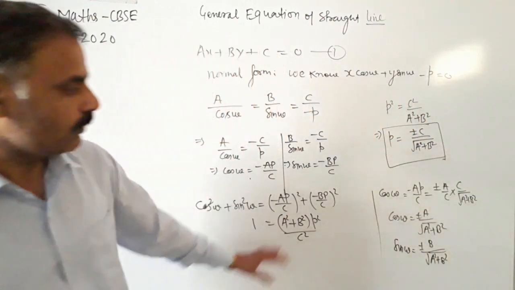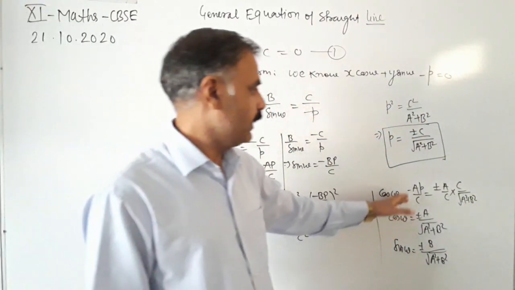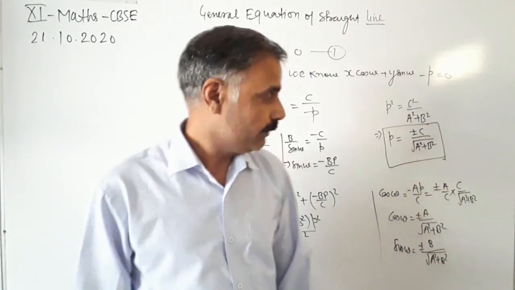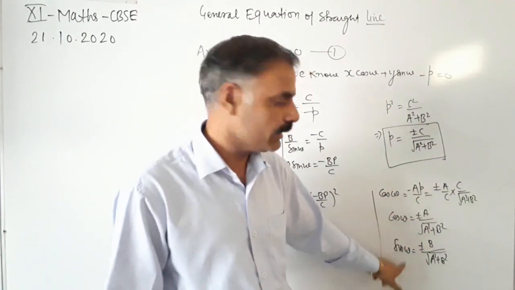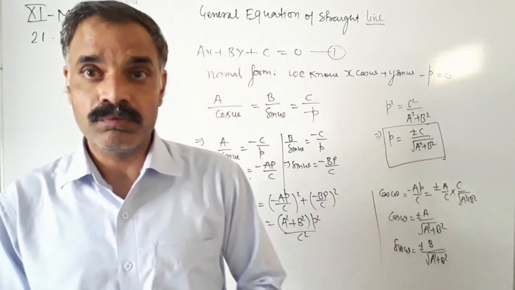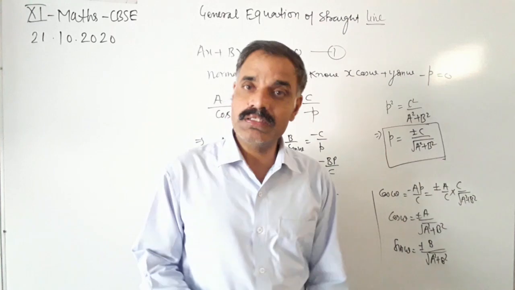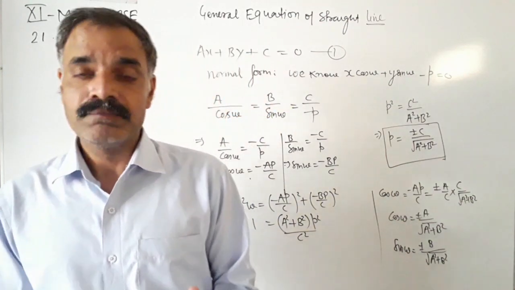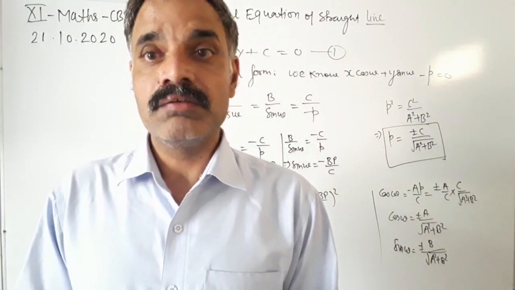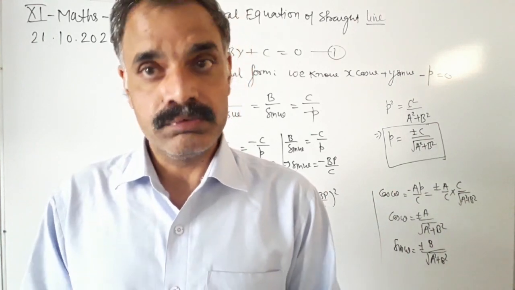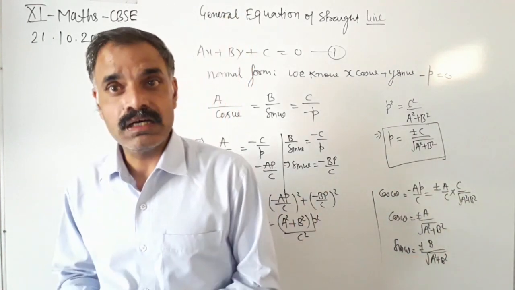Okay, so cos omega and sin omega and p. By using these two, cos omega and sin omega, we can find the value of omega. And this is the perpendicular distance. Okay, by this way we can convert the given general equation of the line in normal form. So this is the conversion.